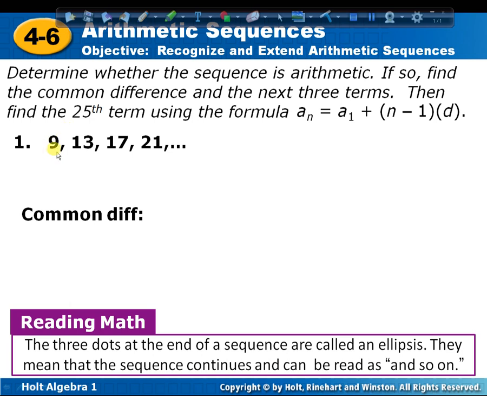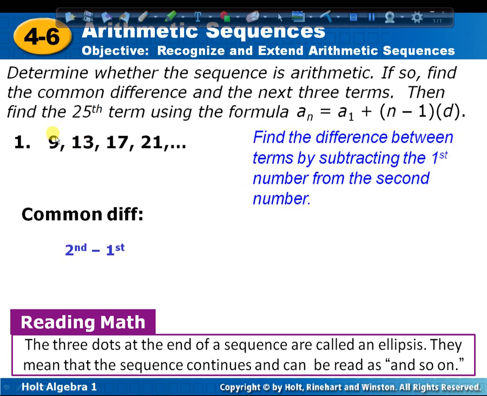So here we need to figure out, okay, what do I add to 9 to get 13? And what do I add to 13 to get 17? And what do I add to 17 to get 21? If I don't know what I'm adding each time, I can find it by taking the second number and subtracting the first one. So the common difference is 13 minus 9.